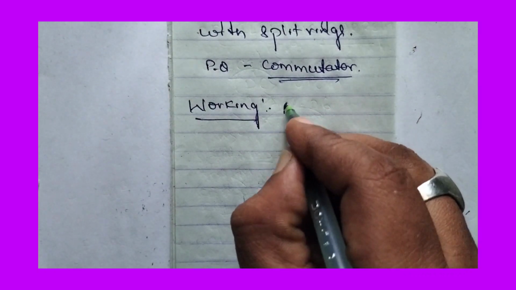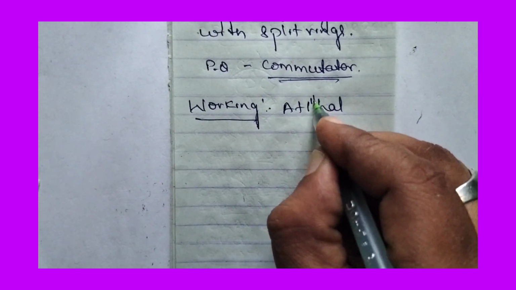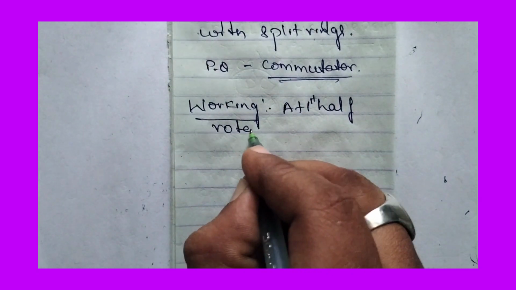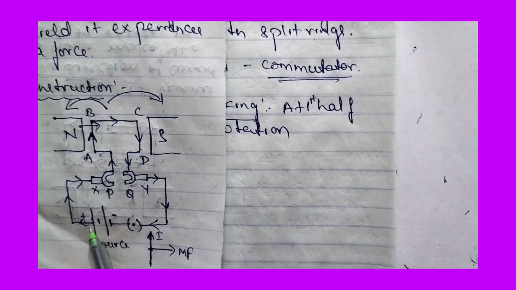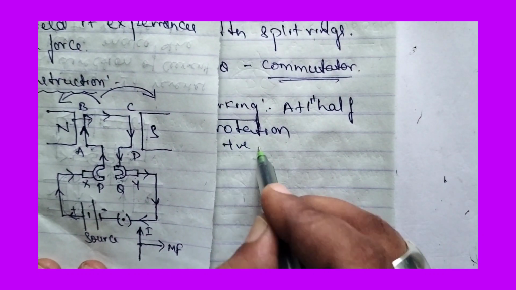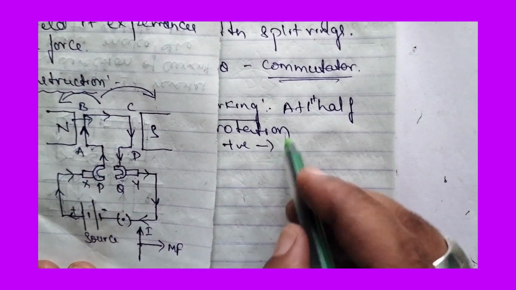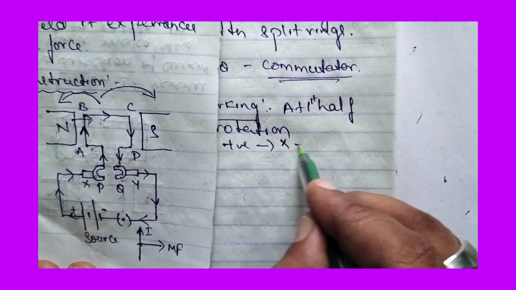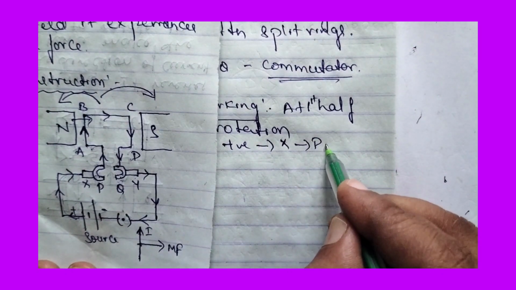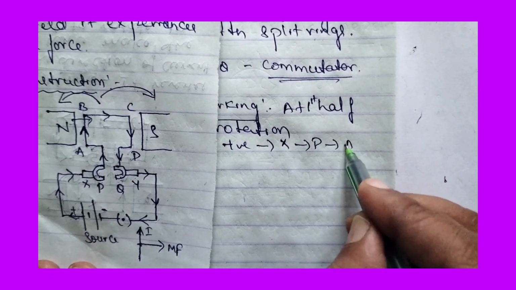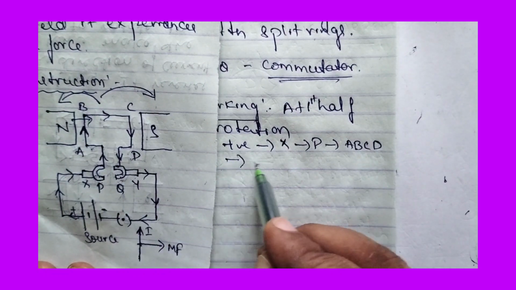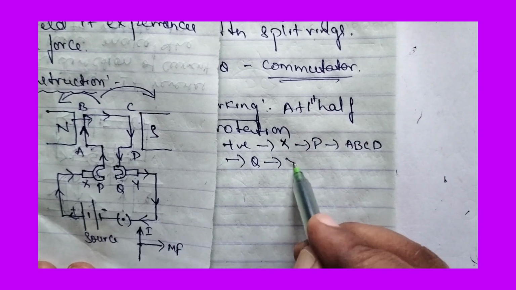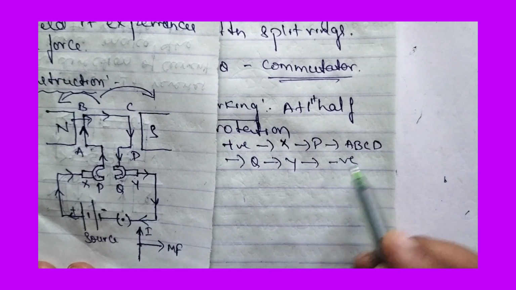Now let me write down the working in detail. So, at first half of rotation, let us see how it happens. During the first half of rotation, the current flows from the positive terminal to carbon brush X, from carbon brush X to split ring P, from split ring P to A, from A to B, from B to C, from C to D, then D is connected to split ring Q, from split ring Q to carbon brush Y, from carbon brush Y to the negative terminal of the battery.